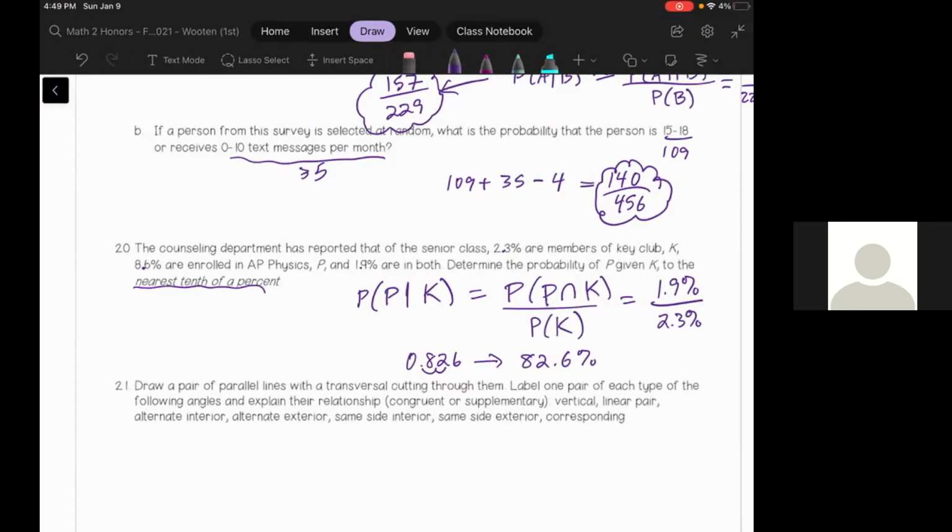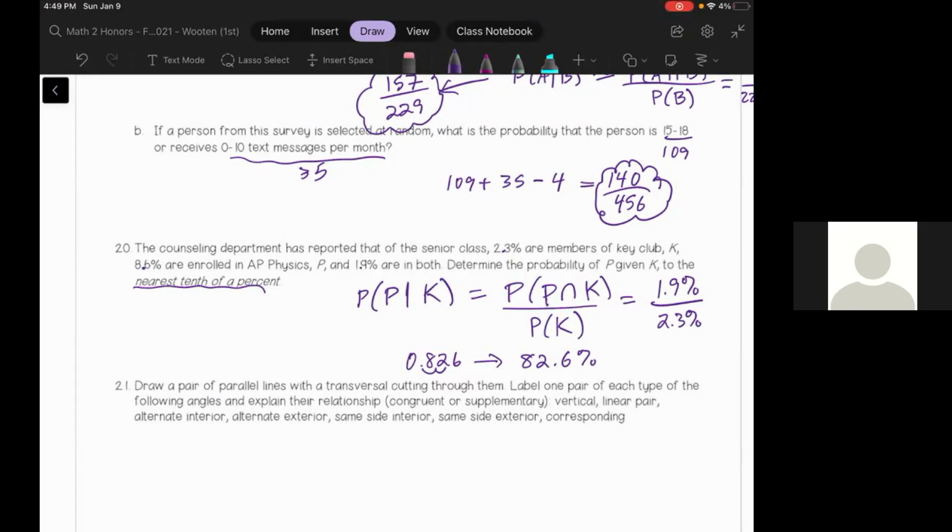82.6%. If we are given that the person is in Key Club, then the odds that they are in both, the probability that they are in physics as well is 82.6%. Again, we go back to that formula, find the probability of both things being true, divided by the probability of the given. In this case, there weren't like totals we could have used. We had to use the percentages they give us. We had to use the formula.